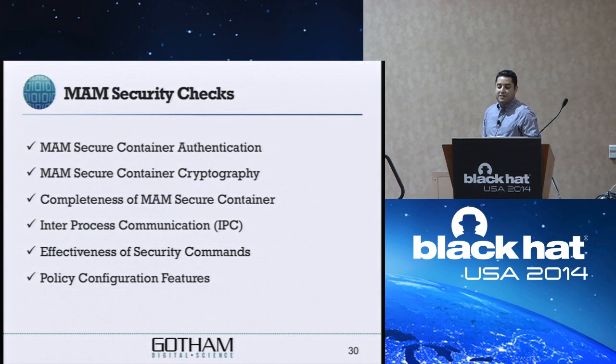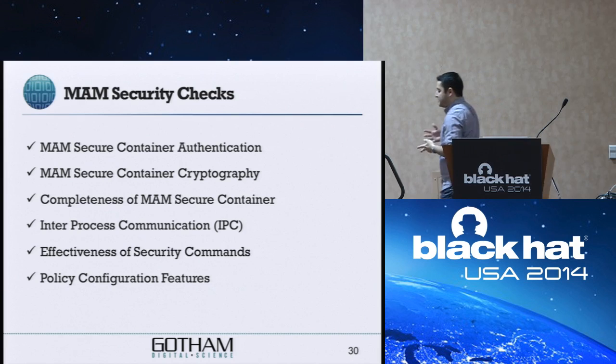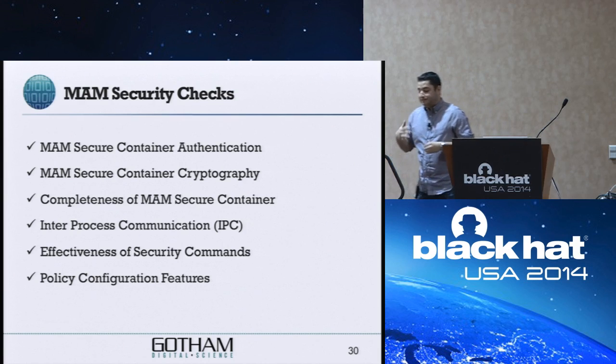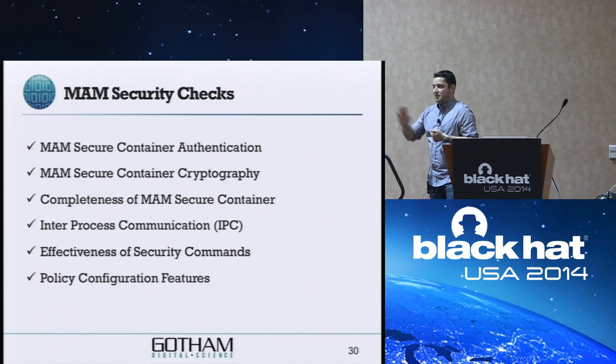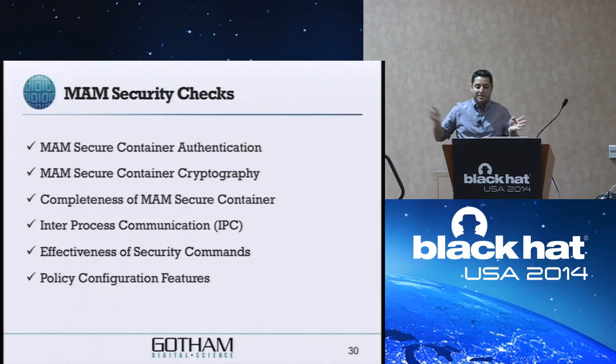So let's talk about some of the security checks we're going to be doing. We're going to look at the container authentication, the cryptography, and the completeness of the secure container. When I say completeness, you're doing app wrapping. You've got your cryptography, great, but how effective is that cryptography at encrypting everything that needs to be encrypted? Maybe if I use one API, it encrypts, but if I use this other API, which they forgot about, then it won't be encrypted. So testing how effective that is.